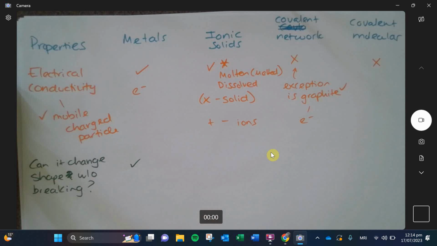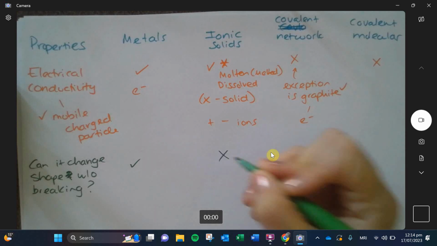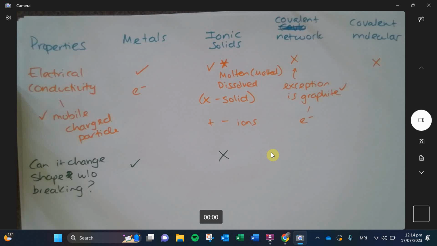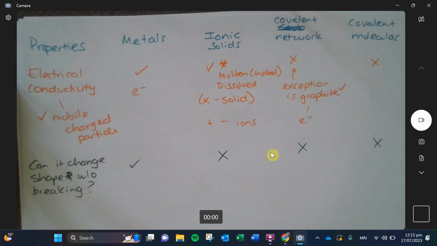If I hit it with a hammer, what's going to happen? If I take a piece of salt and I smash it with a hammer, it's going to shatter. So this doesn't change shape. That one's quite brittle. All right, covalent networks. If I hit that, will it change shape? No. It's pretty stuck as it is. And covalent molecular? No, it'll break too. So again, achieved is identifying what properties it has. Merit is explaining why. Excellence is the comparison between the two.